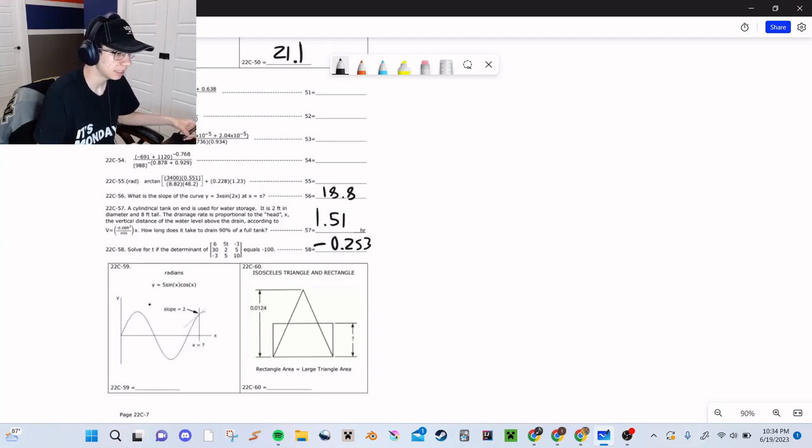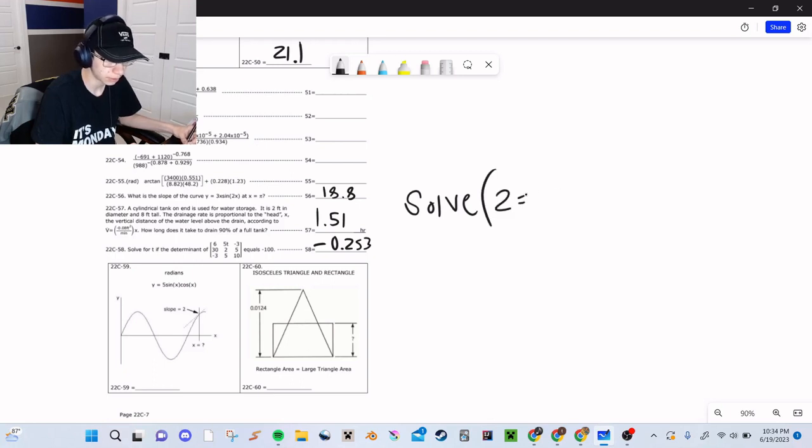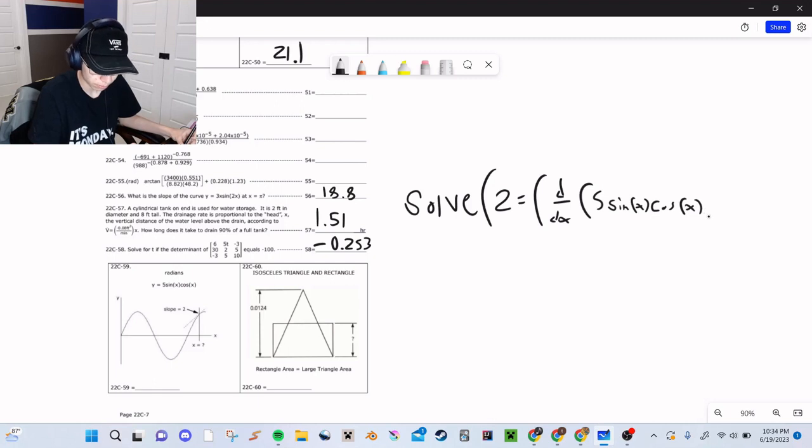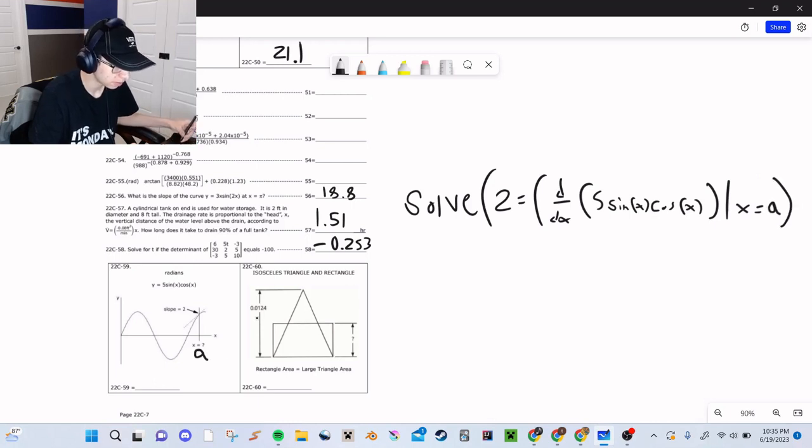Okay, so number 59 is kind of like the opposite of 56, where we wanted to find the slope on a curve given its x-coordinate. We want to find the x-coordinate given the slope of the curve at a point. So we're going to set up a solver. So we're going to say 2 is equal to the dy dx 5 sine x cos x for x is equal to some unknown value a, so a being our unknown.